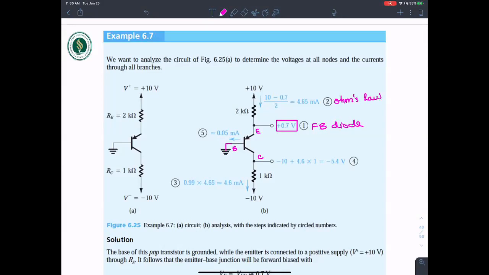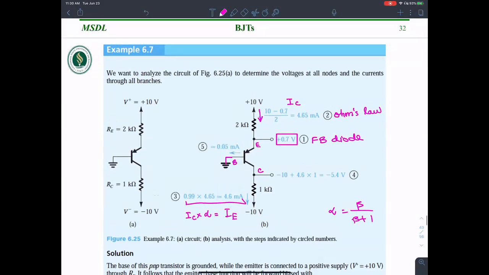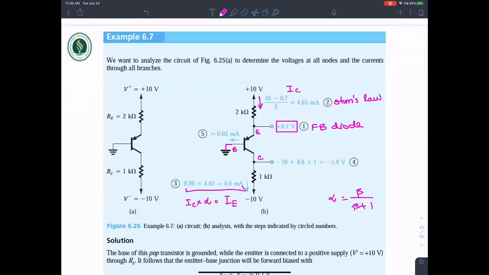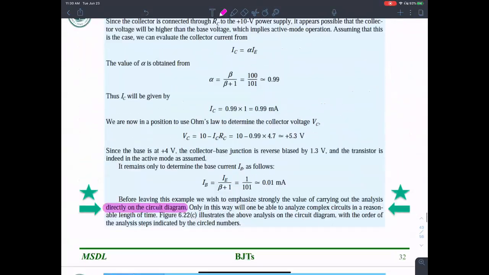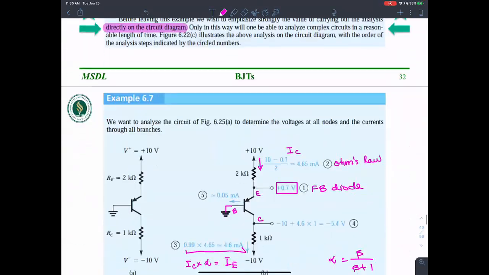Okay, I apply Ohm's law to find out IC. Once I have IC, IC times alpha should give me IE. Alpha is nothing but beta by beta plus 1. The value of beta should be given somewhere. The value of beta or alpha, one of those should be given in here.